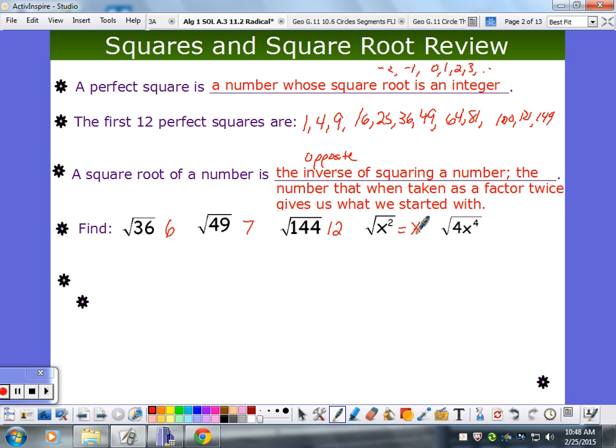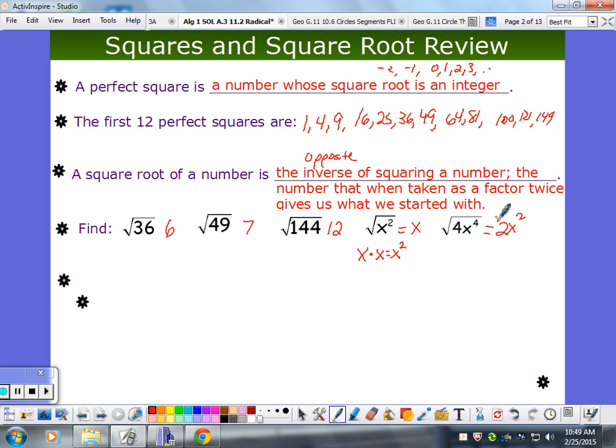What's x times x? x squared. Right? Well, we have the law of exponents. What's x times x? x, and then I'm adding a 1 and a 1. So it undoes each other. What about this: the square root of 4x to the 4th? 2x squared.